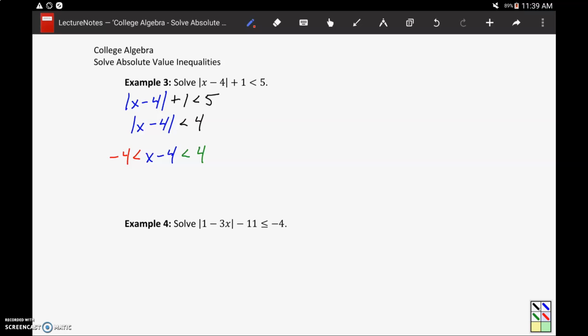In this case, what we'll be doing is adding 4, which will give us 0 is less than or equal to x, is less than or equal to 8, which we can translate into interval notation as 0, 8, with rounded parentheses on both ends, since we have those strict inequalities. And then representing that in number line form, we can use open circles at 0 and 8 and shade that region in between.